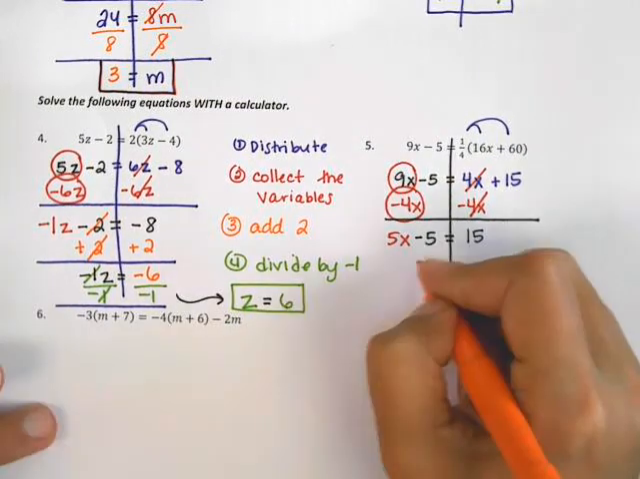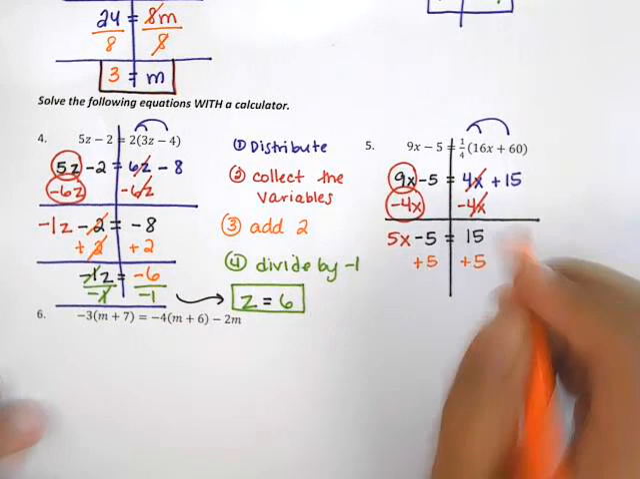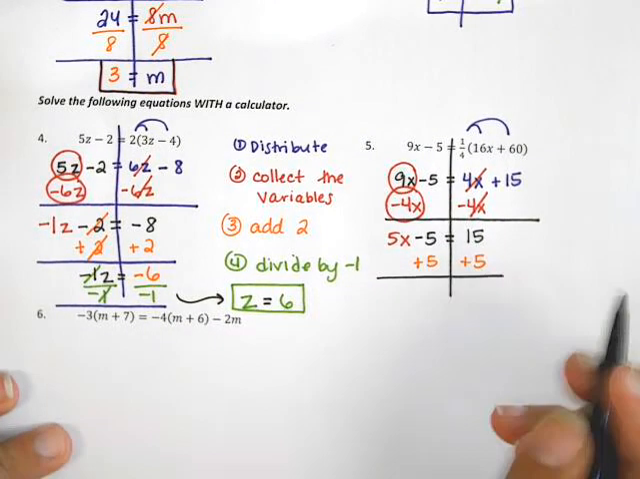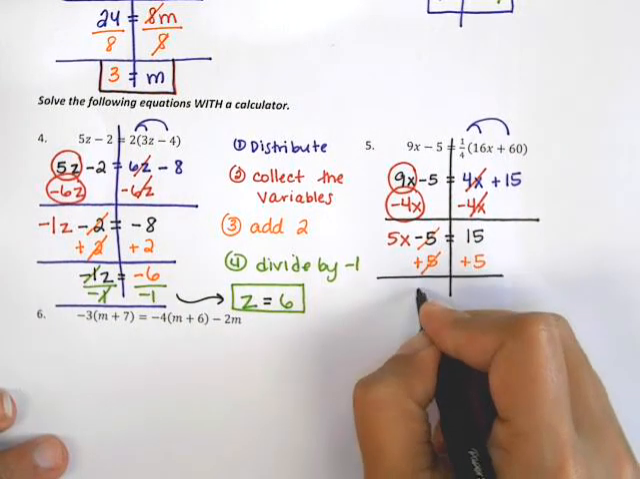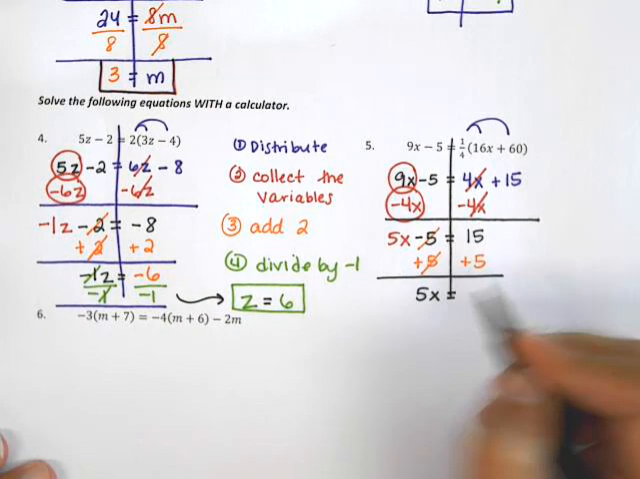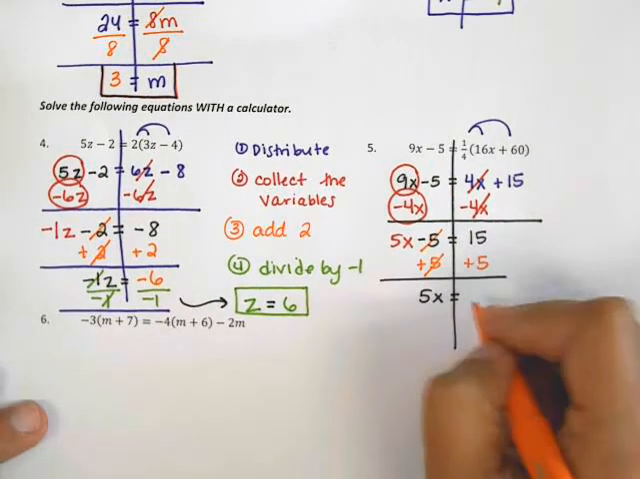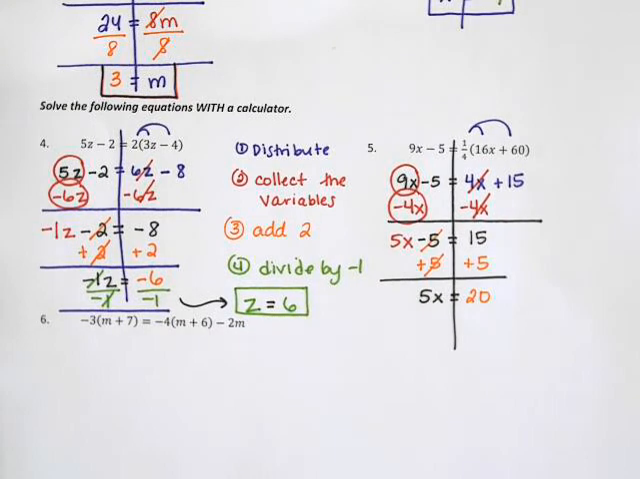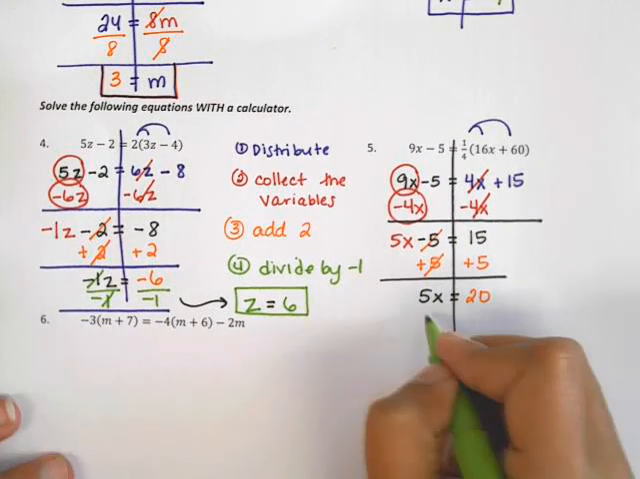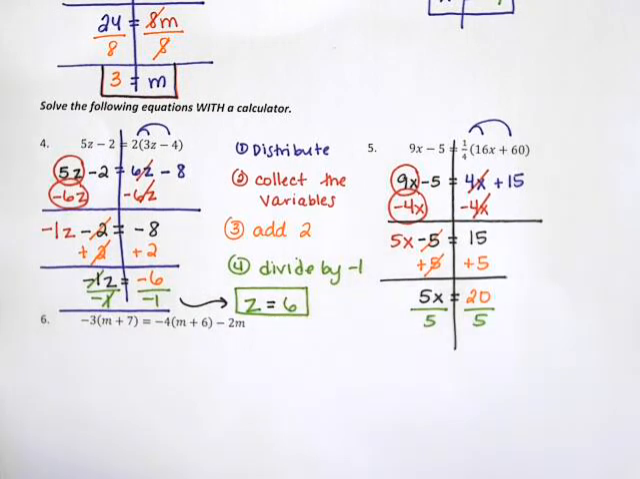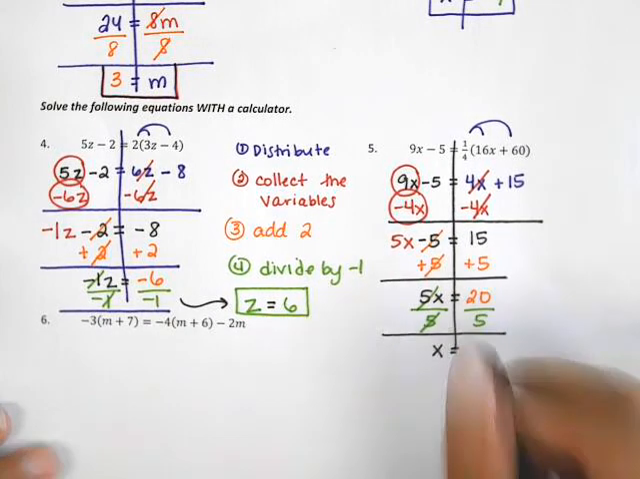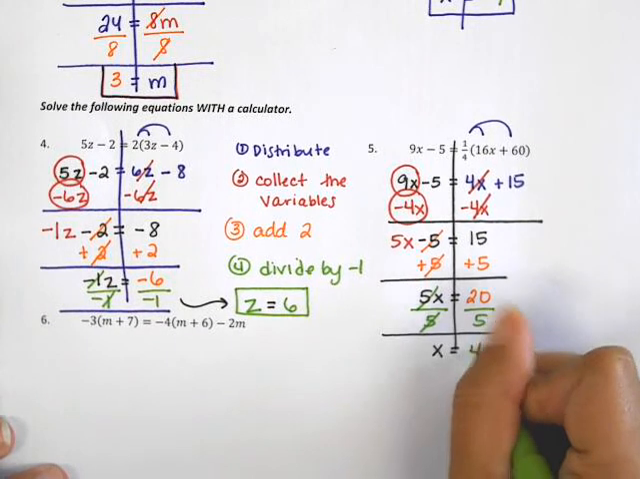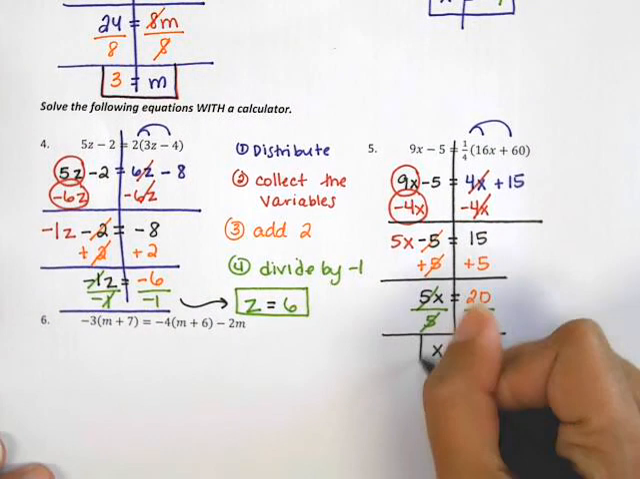Now I've got to get x by itself. So I'm going to add 5 on both sides, which means on the left side, the 5's are going to cancel, and I'm just going to drop down the 5x. On the right side, 15 plus 5 would be 20. Last but not least, I'm going to divide by 5 on both sides. And I would get, on the left side, the 5's cancel, so I just get x. And on the right side, 20 divided by 5 would be 4. And that's my final answer.